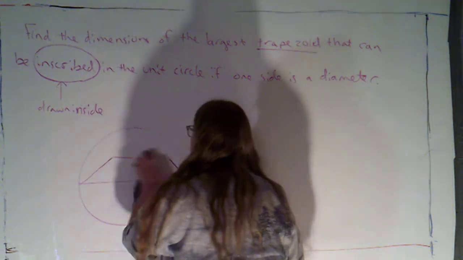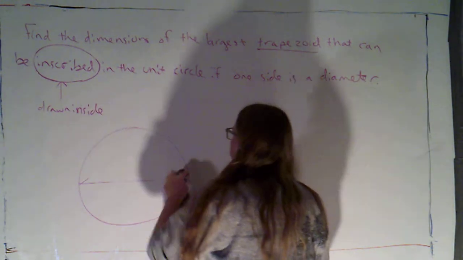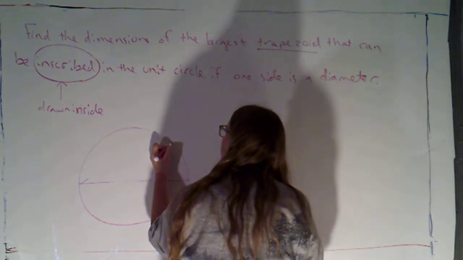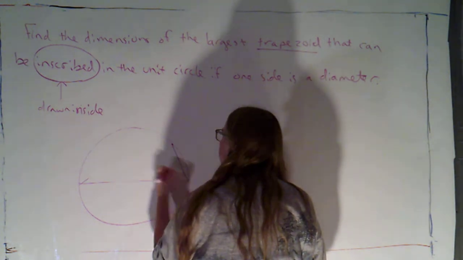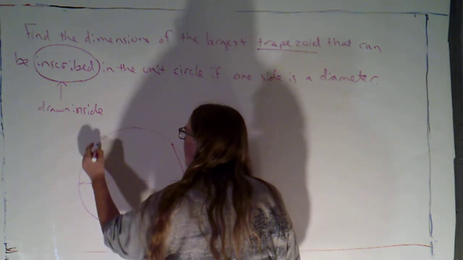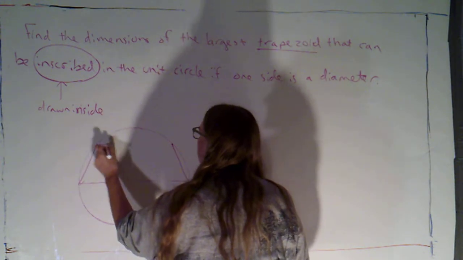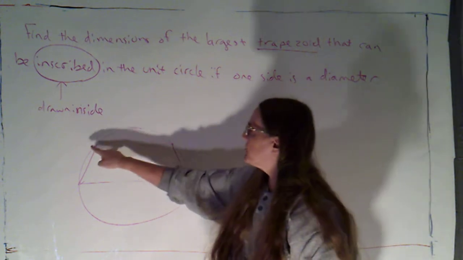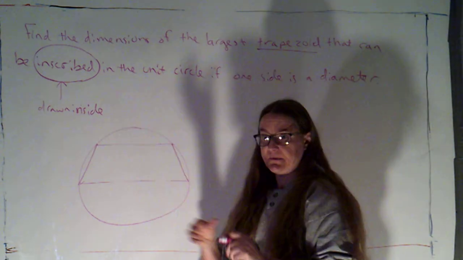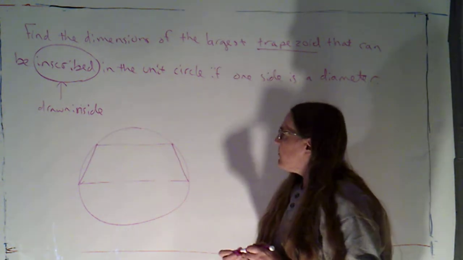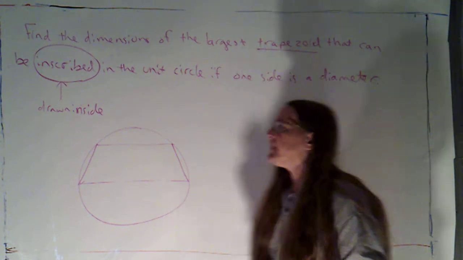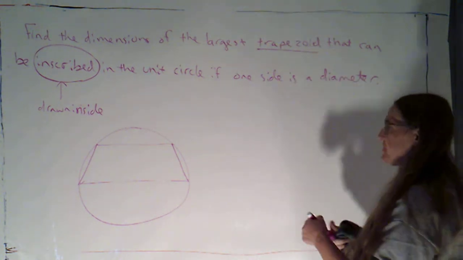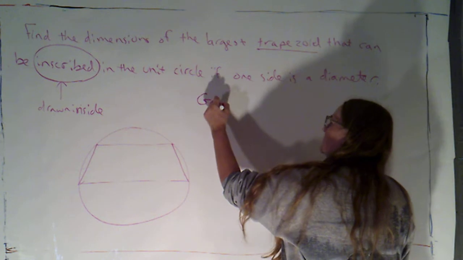So I can sort of see by inspection that the biggest trapezoid is going to have all 4 corner points actually on the circle. Okay. So I'm sort of trying to figure out where to put these points. Now what's interesting about this problem is that I'm trying to find the largest area. So my goal is pretty clear.